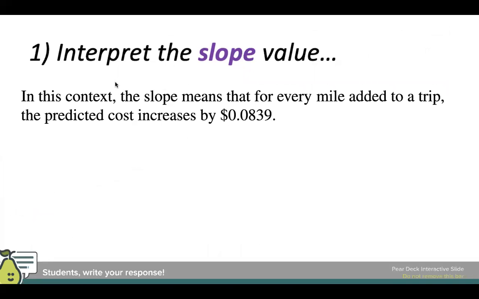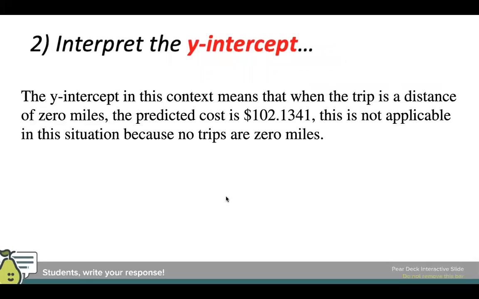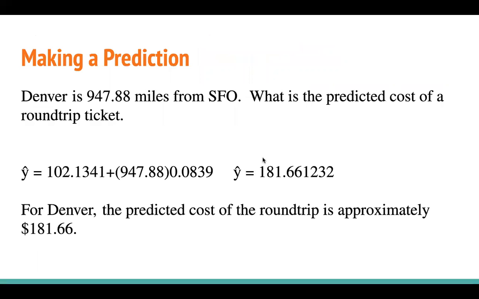Interpreting the slope in context, our slope was 0.0839. So this means that for every mile added to a trip, the predicted cost increases by 0.0839, or about 8 cents. The y-intercept means that when a trip's distance is 0 miles, the predicted cost would be $102.13. And this is not applicable in the situation because no trips are 0 miles. Oftentimes our y-intercept is not meaningful in context, but it's very helpful mathematically.